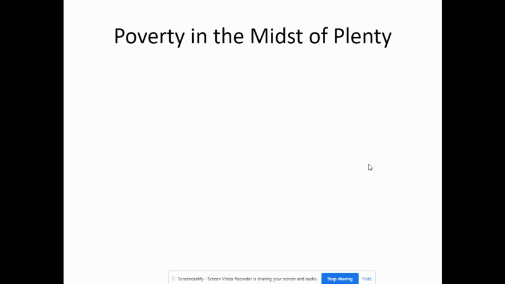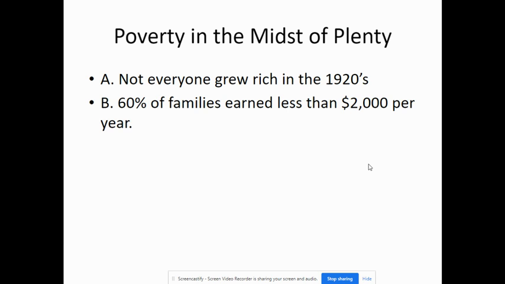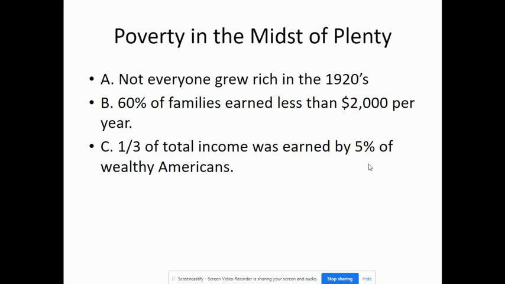In our notes in the 1920s, it seemed like everyone was getting rich, but that's not really the case. Yes, millionaires are increasing by 200 or 400%, but not everyone is growing rich in the 1920s. Not everyone is putting money into the stock market and trying to get rich either. 60% of families earn less than $2,000 per year. So there are a lot of people living underneath what we would consider middle class at the time.